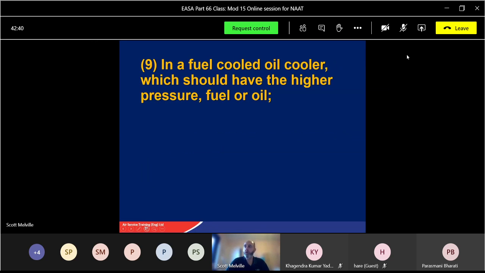Number 9, in a fuel-cooled oil cooler, FCOC, which should have the higher pressure, fuel or oil? Fuel. Oil. Oil. Oil? All agreed in oil? Anybody say fuel? Hopefully not. It's always the oil.